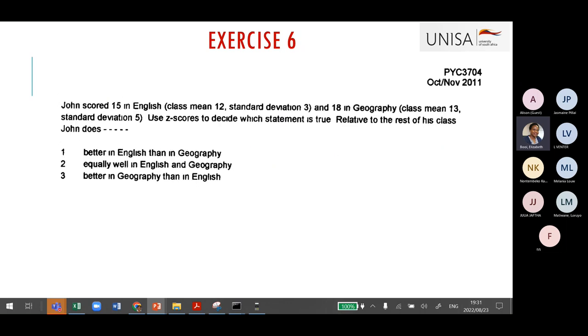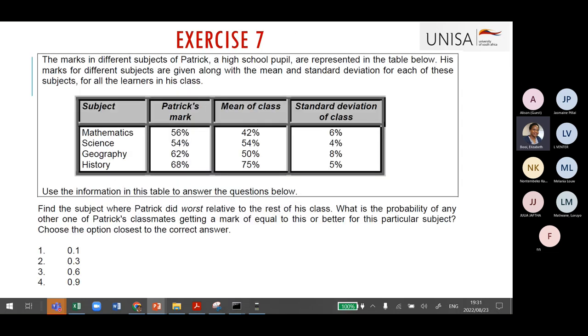So this is one of the other questions. Also, they are almost similar. So if you have mastered answering one type of question, you can do the rest if you are asked, because this is the same as the one that we just answered. Compare whether they do better in this one or the other. So you just calculate the z-scores for English and geography, and compare and say which one they do better in.